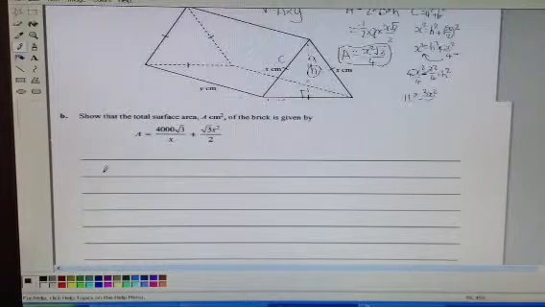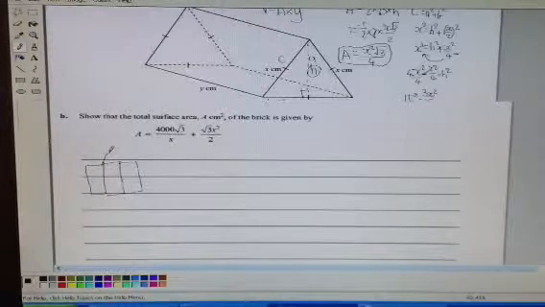So we could actually draw it if you like. We've got a rectangular bottom and two rectangular sides, and then we've got two triangles at either end. So that's all the areas that we're talking about, and basically we need to find each one of these areas, add them together and hopefully show that it equals this.